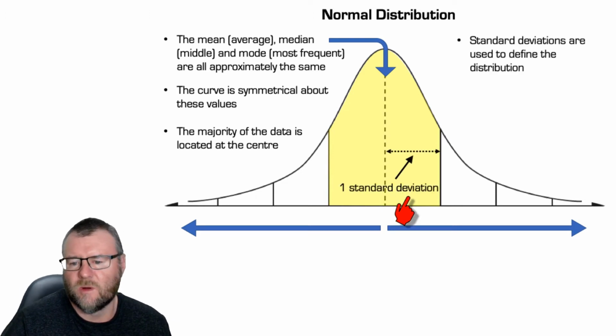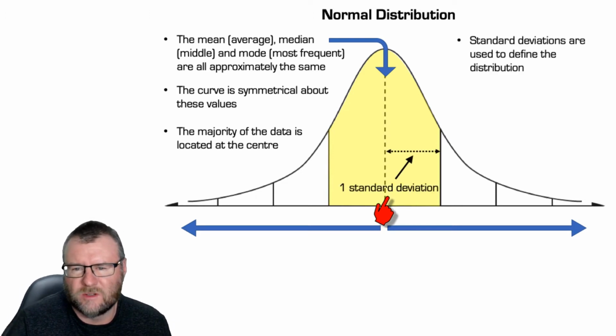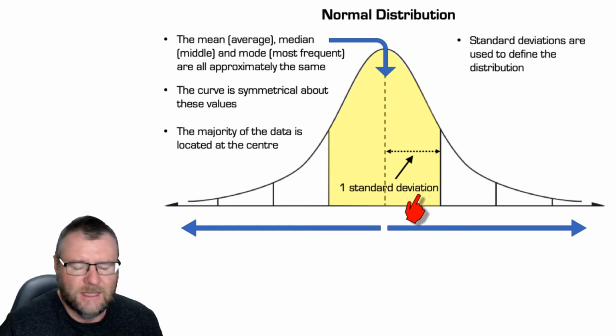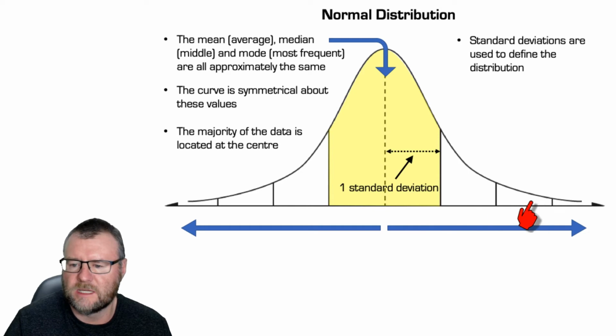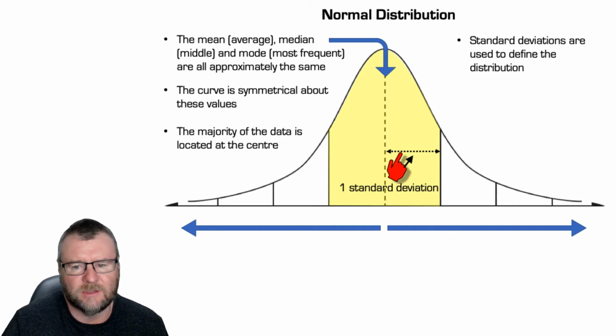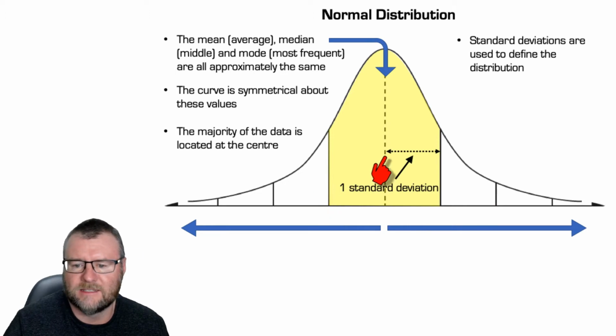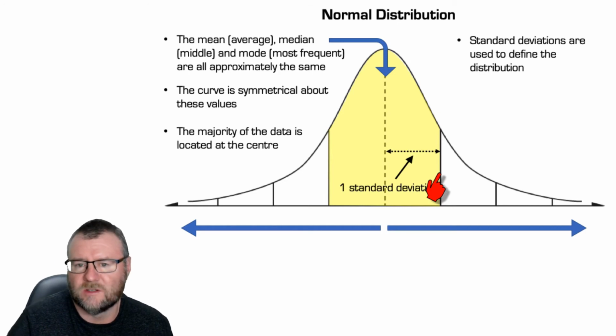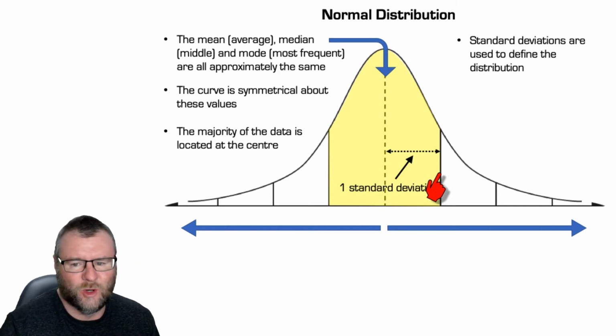Standard deviations are what we use to measure the spread or to define our distribution. Now, we'll talk about it in a future video a little bit more, but you'll see these vertical lines as they go along here that are breaking this up into strips. Each one of those strips is one standard deviation. So from my middle out to this first line, which says one standard deviation, that's how we define the spread of a normal distribution.